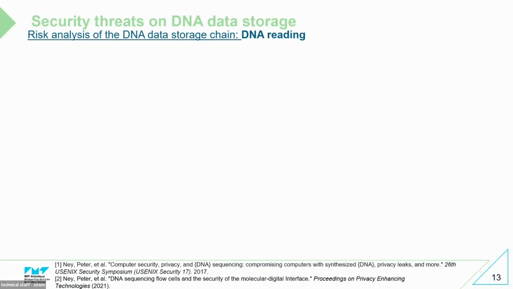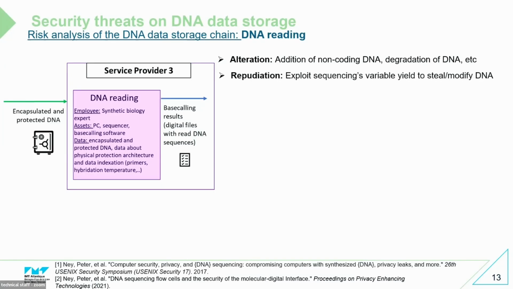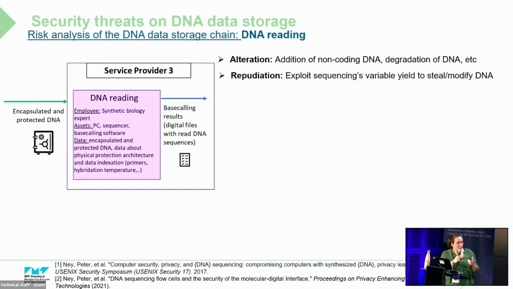And the last step is DNA reading. Here, a wide range of attacks are possible. As I've said in the last slide, it's possible to alter DNA in a wide range of attacks. It's also possible to exploit the variable yield of sequencing by stealing some DNA and blaming it on a poor yield on the sequencing part.